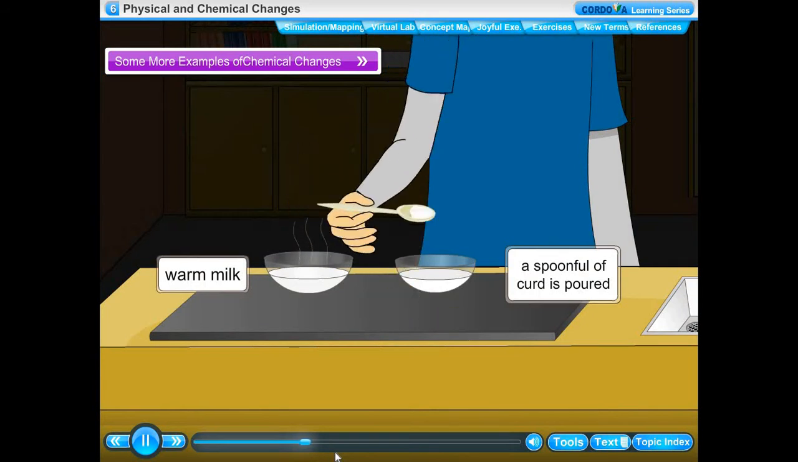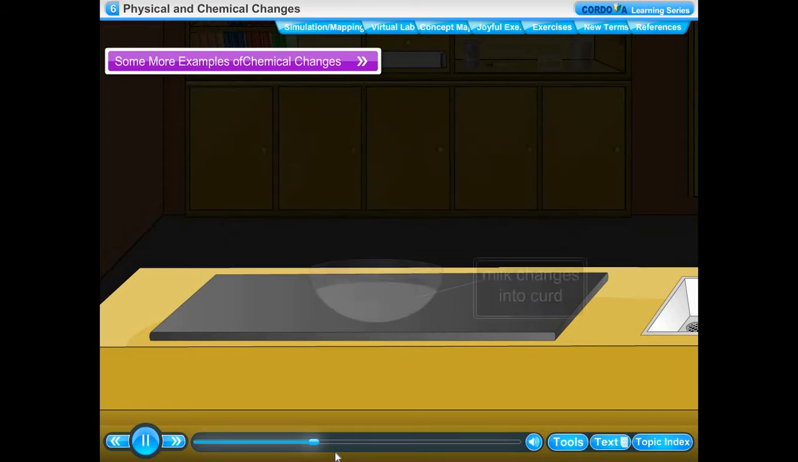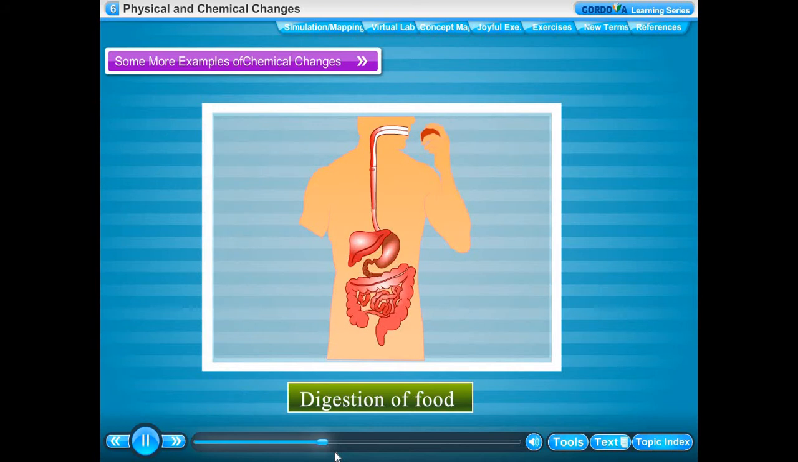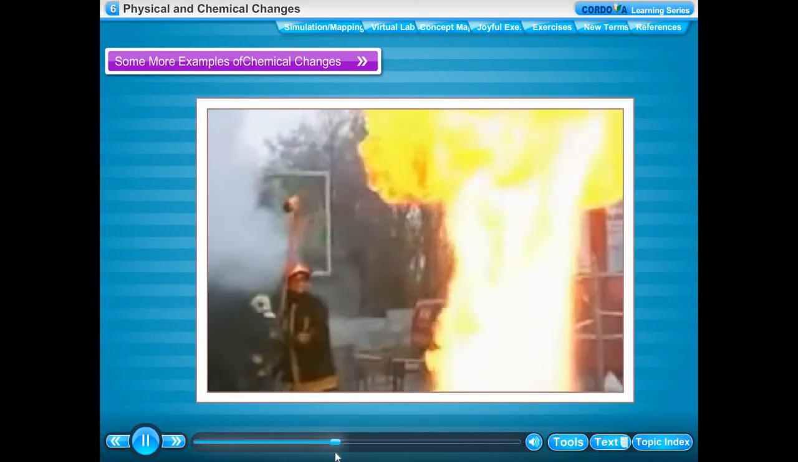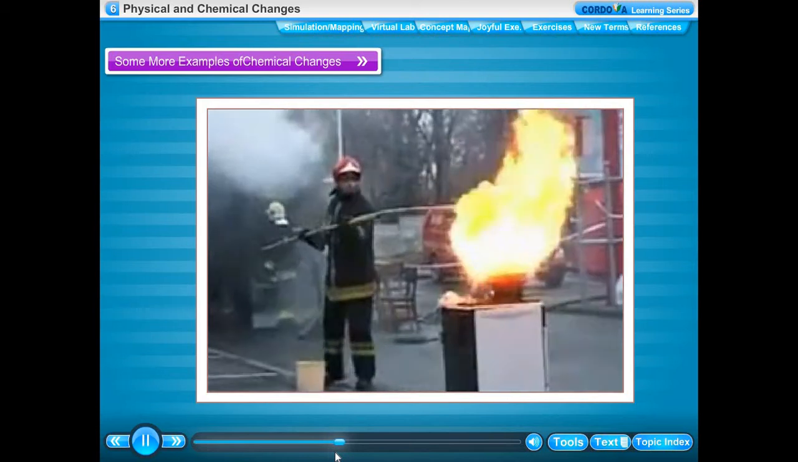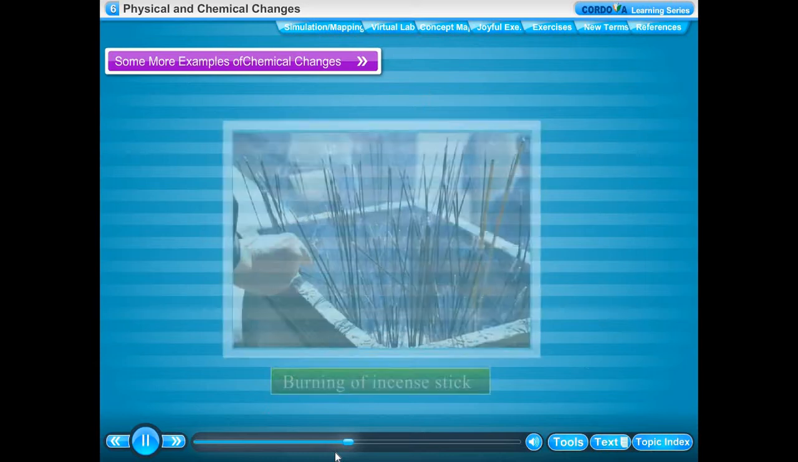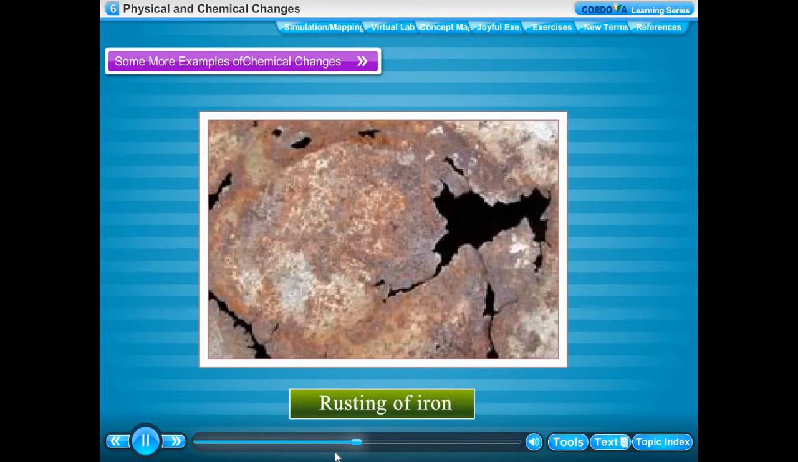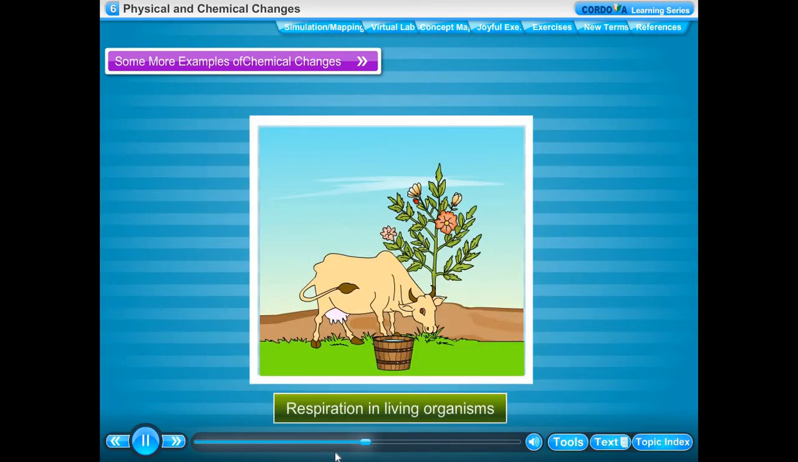Formation of curd from milk. Spoilage of food. Digestion of food. Burning of fuels like wood, coal, kerosene, LPG, petrol. Burning of leaves. Burning of candle wax. Burning of incense stick, agarbatti. Rusting of iron. Photosynthesis in plants. Respiration in living organisms.